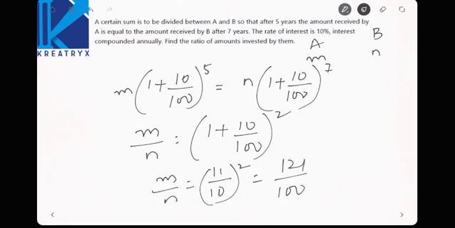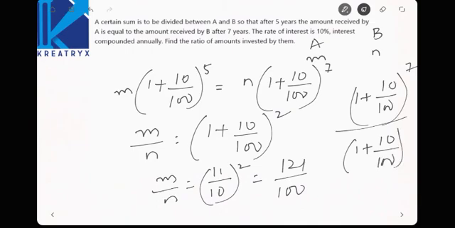Now what are the shares of m and n? It is 121 and 100. Okay, now these are easy calculations. And see here, 1 plus 10 by 100 whole to the power of 7 divided by 1 plus 10 by 100 whole to the power of 5. a to the power of m divided by a to the power of n is equal to a to the power of m minus n. 7 minus 5, 2, right? Easy way to calculate.